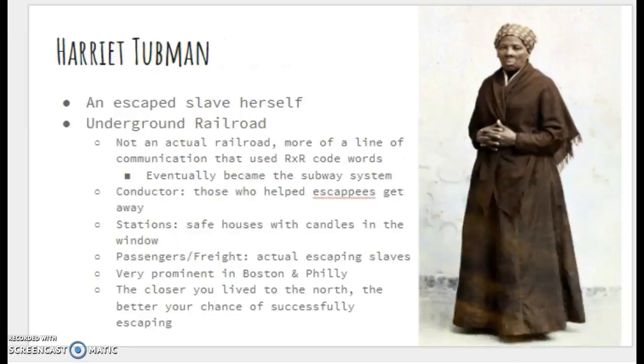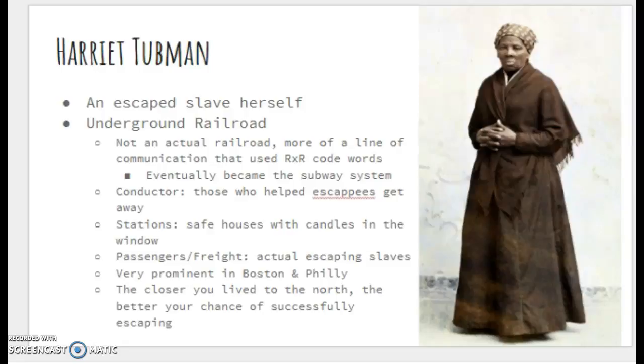Now we're going to look at Harriet Tubman, someone you guys are all familiar with, I'm sure. She was an escaped slave herself, and she's most famously associated with the Underground Railroad. Now, again, the Underground Railroad is not an actual railroad. I'm sure you've been told that many times before. But the Underground Railroad was actually more of a line of communication that used railroad code words. That's what that RXR means, railroad.